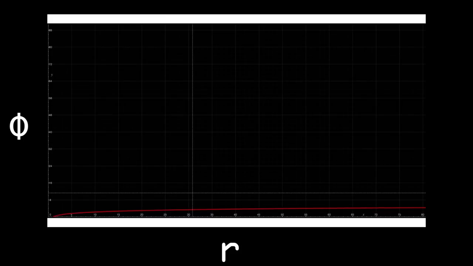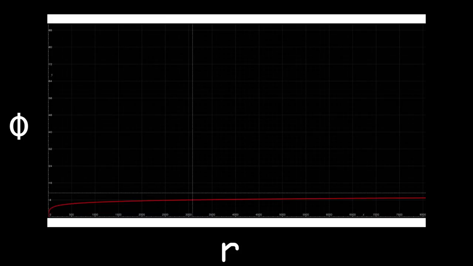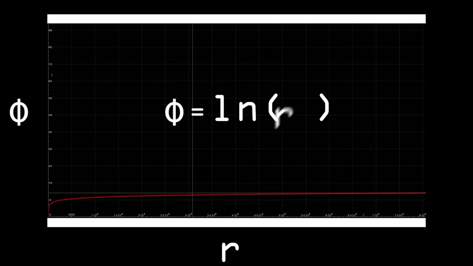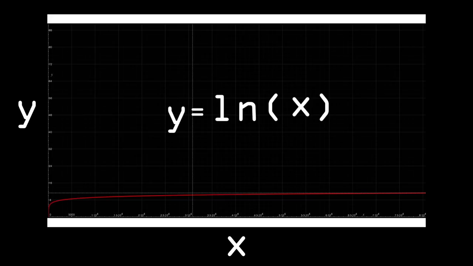We have the number of rotations, call this phi, and the distance from the center, call this r. If we graph phi against r and zoom out, we see they are related according to the natural logarithm. This means the natural logarithm of the distance is related to the number of rotations. The graph of the natural logarithm is commonly written using the variable names y and x as y equals the natural logarithm of x. Notice the graph tapers off in the same way the density of primes gradually decreases.